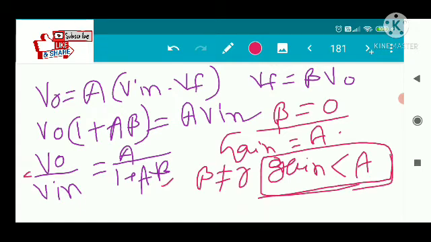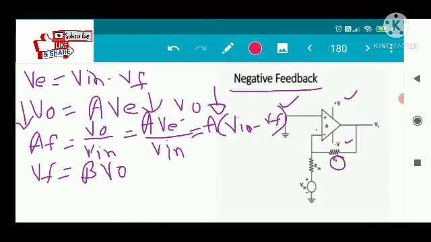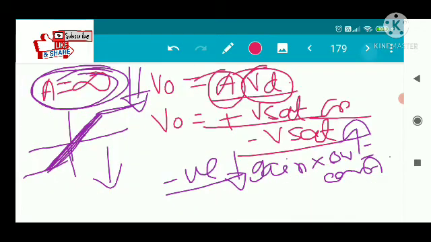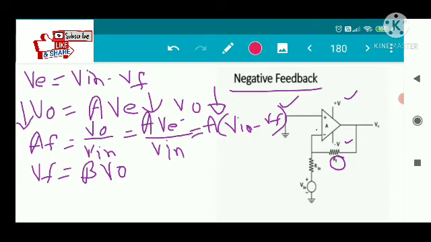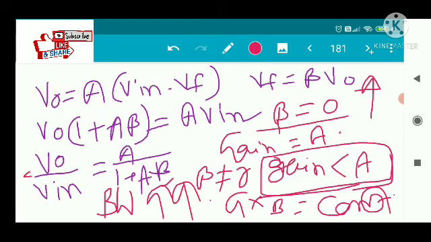As gain is going to be reduced, your stability will increase. Operational amplifier will operate in the linear region. As gain is reduced, gain into bandwidth equal to constant, so bandwidth will also increase. Okay, so those are the two terms I have discussed previously, control of the gain and control of the bandwidth. And if there is no negative saturation and positive saturation, there is no distortion. Distortion is also going to be reduced in the case of negative feedback. So that is the point I want to discuss.